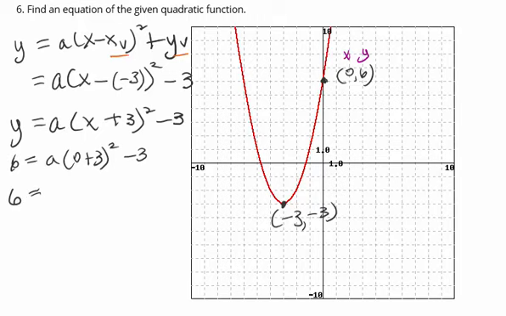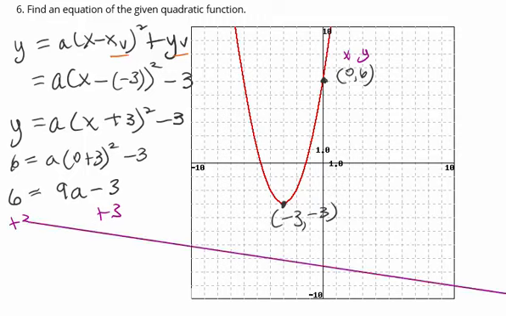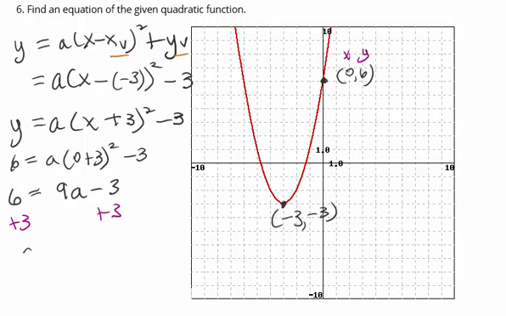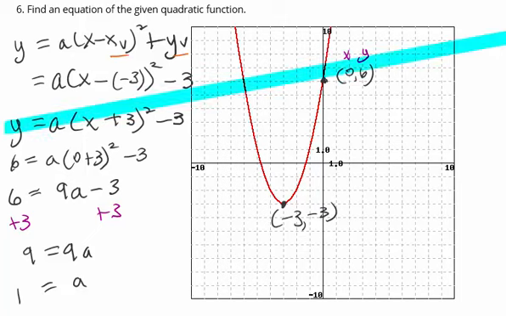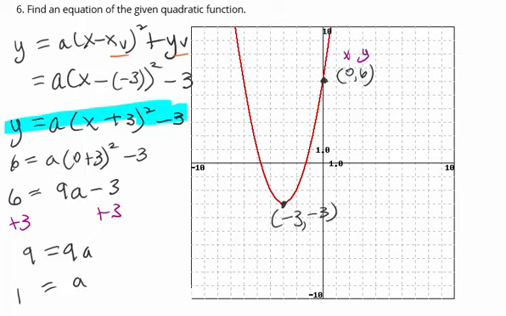So 6 is equal to 3 squared, so that's 9a minus 3. Add 3 to both sides, and we have 9 equals 9a, and so a is just 1. So lastly, our equation is going to be in this form but instead of a, just put a 1.